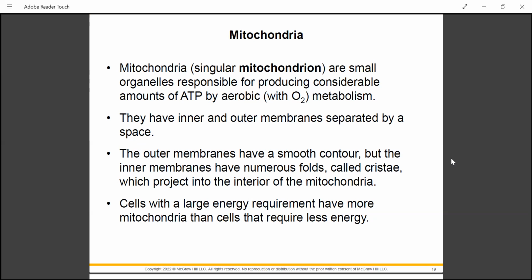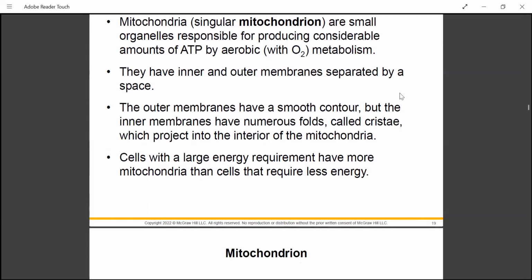The outer membrane has a nice smooth contour, but that inner membrane has a bunch of folds, and these folds are known as cristae, and they project from the outside in on the mitochondria. So it makes sense. Mitochondria produce ATP or energy, and so cells that are going to need more energy or be working all the time or working more often are going to need more mitochondria to be able to supply that energy.